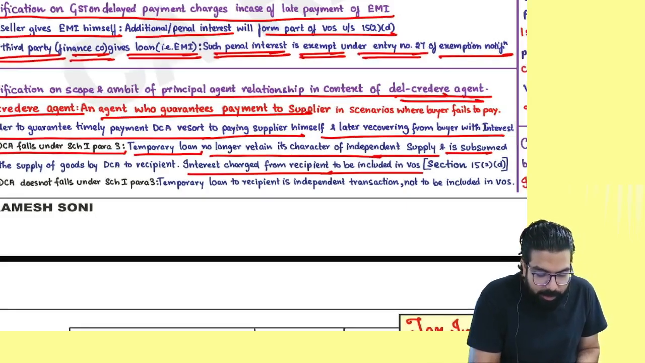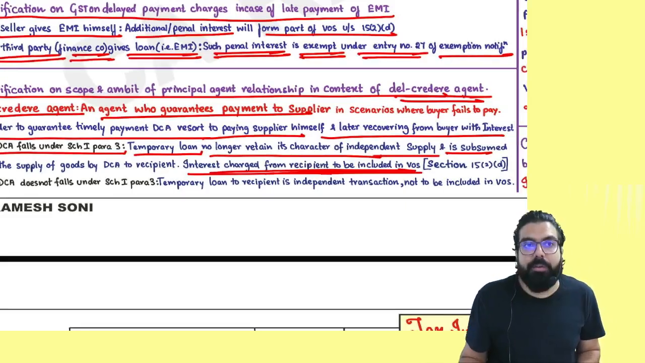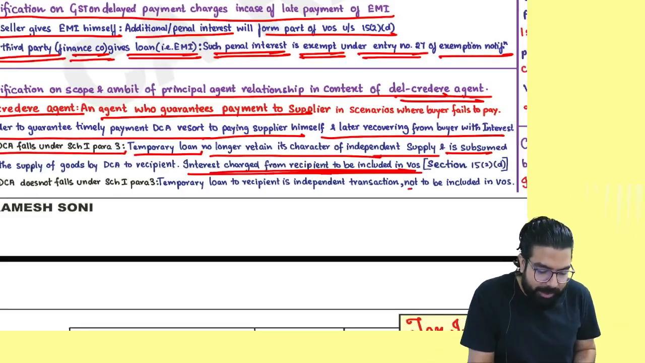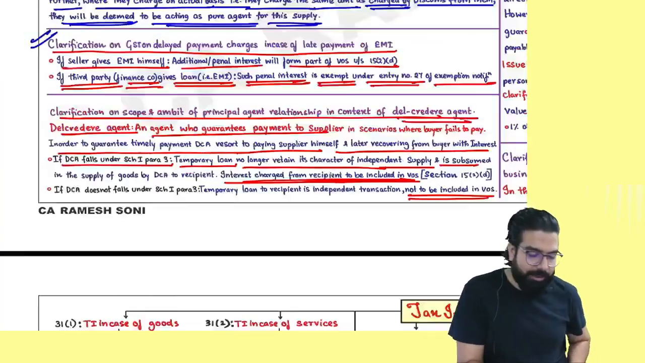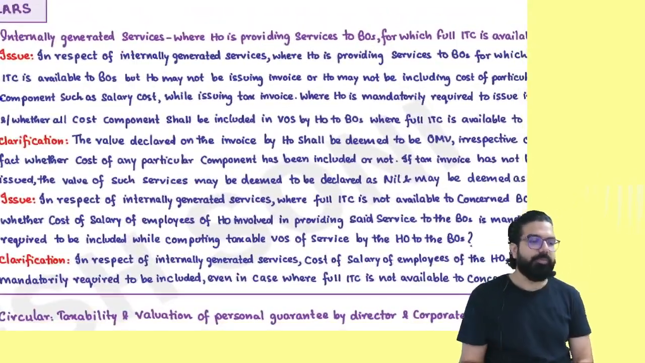interest charge from the recipient will be included in the value of supply. But in any other case, interest will not be included. Is my point clear to all? Let's go ahead on the right hand side now.